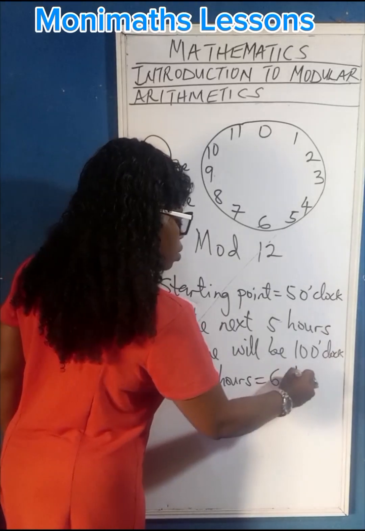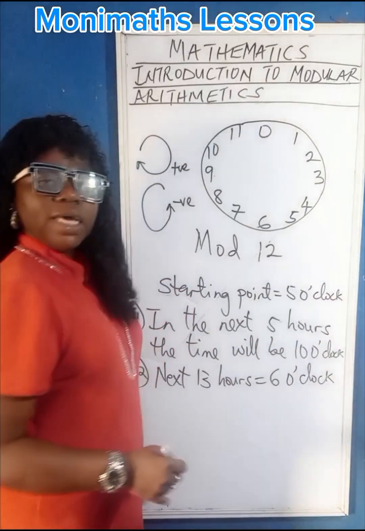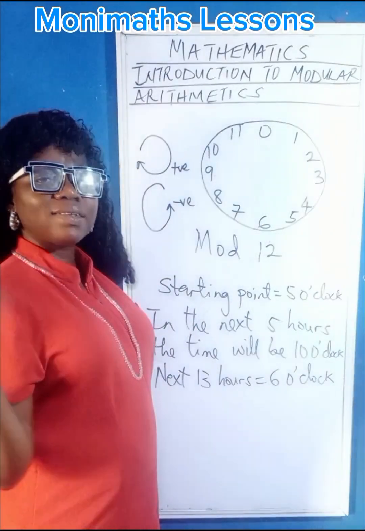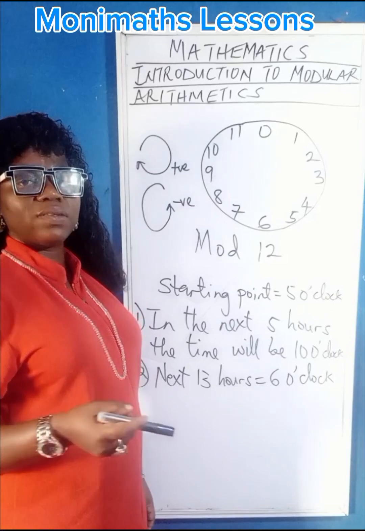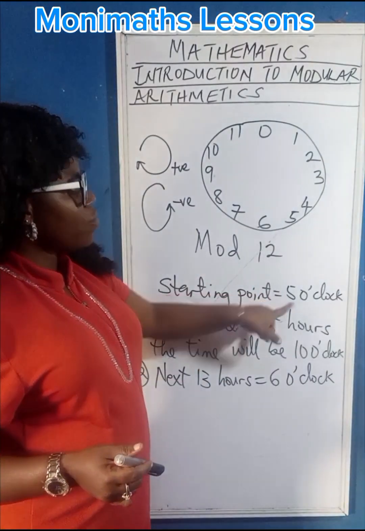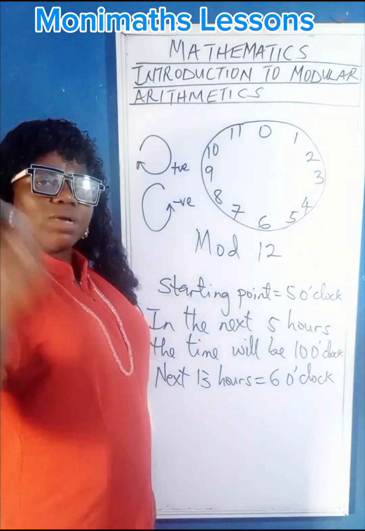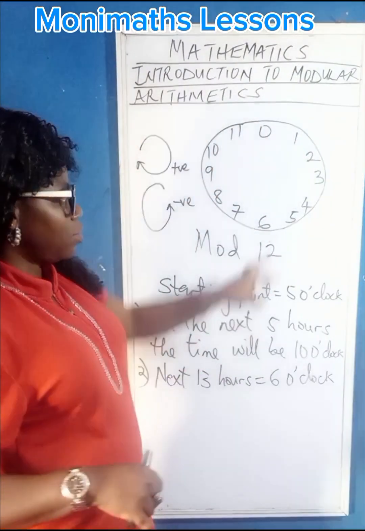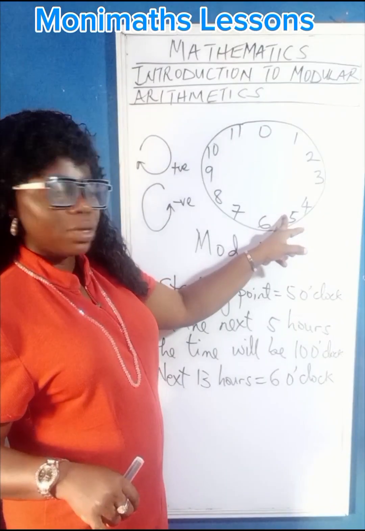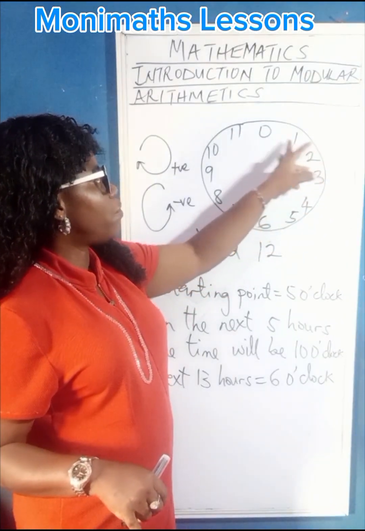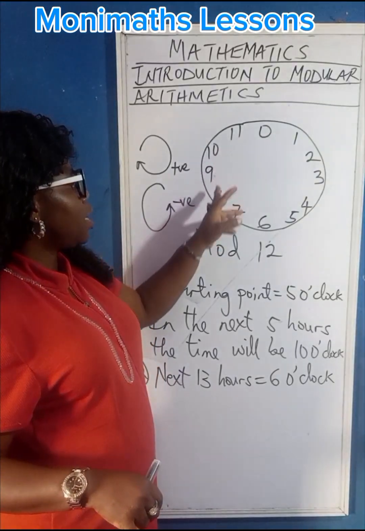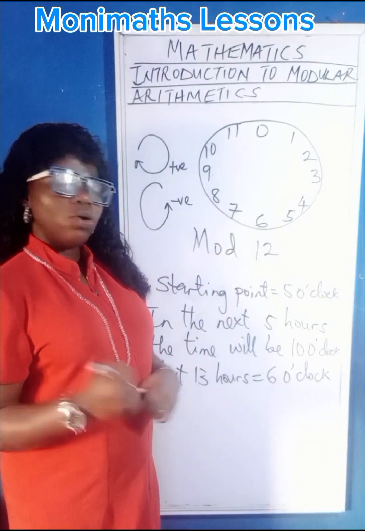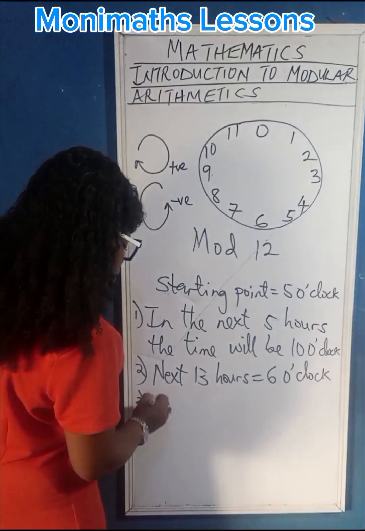What about if the question asks us what was the time in the last 9 hours or 9 hours ago? The time is 5 o'clock presently. We want to know the time 9 hours ago. That means I will count anti-clockwisely 9 times. So 5 becomes my 0. Then I have 1, 2, 3, 4, 5, 6, 7, 8, 9. So 9 hours ago, the time was 8 o'clock.